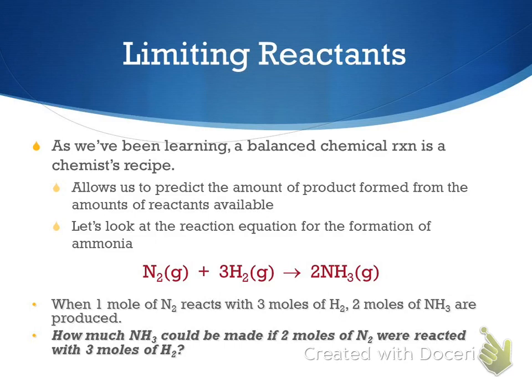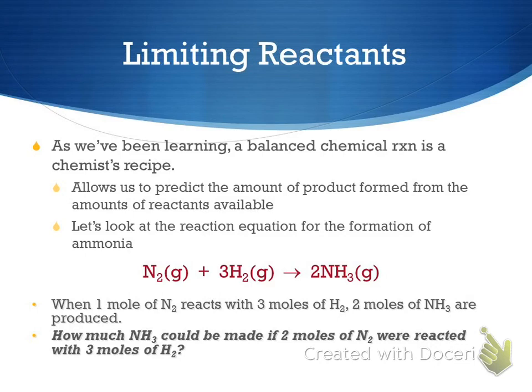This part up above, you don't have to necessarily write down, but I want you to look at this question that's in bold down at the bottom. How much ammonia could be made if I start with 2 moles of N2 and 3 moles of H2? Just think about it for a second. Think about what's going to be our limiting reactant here. So how much could we produce? 2 moles of NH3, that's correct.